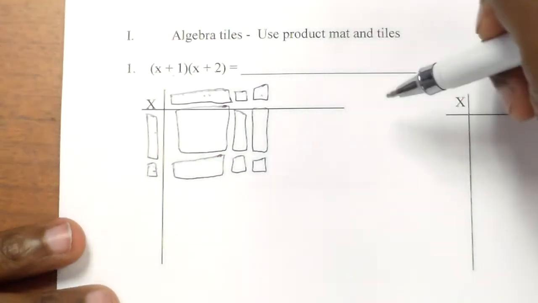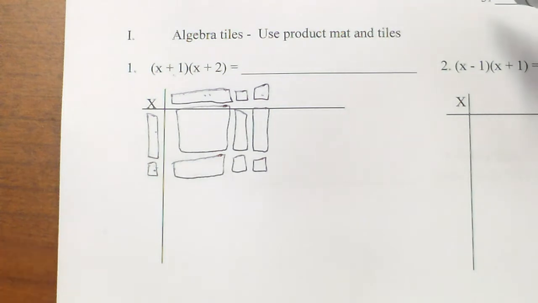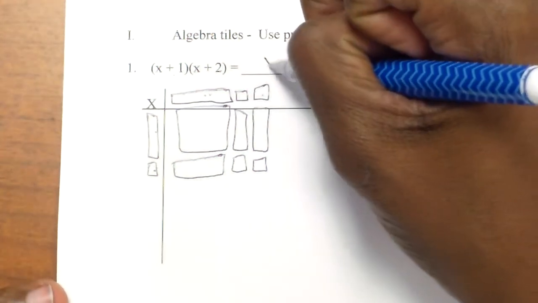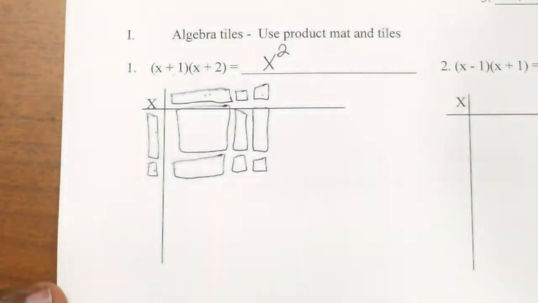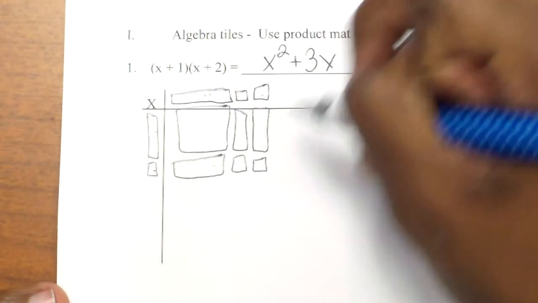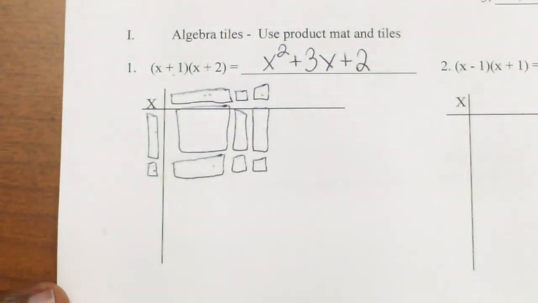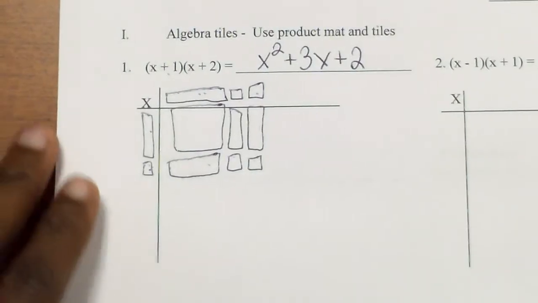Remember, collect like terms. One key thing to remember, guys: your answers have to be in greatest exponent to least. So the x squared is going to go first when we collect our like terms. There are a total of 3 x's and 2 small squares. Got it? And our answer is x squared plus 3x plus 2.